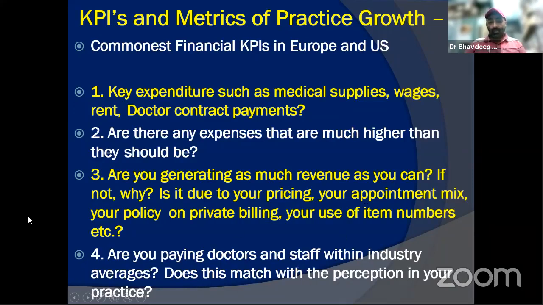Does this match with perception? Why am I telling you these KPIs if most of them are not applicable in India? Because there may be certain practices within them which you can take a cue from. Yes, I can maybe use this idea to apply to my practice. That is the way I do it.